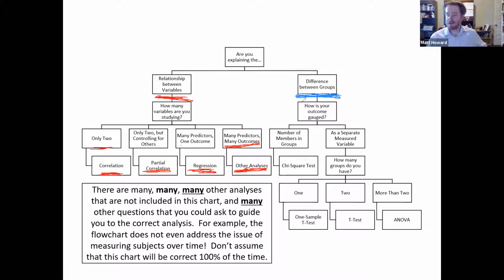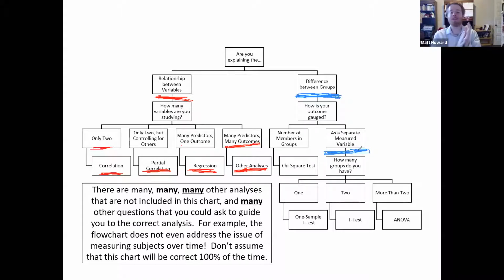So the two possibilities for that we'll cover in this class are, you're either looking at the number of members in the groups, or you're looking at a separate measured variable. So in this instance, you're looking at something like the differences between groups. Groups might be classrooms, might be factories, might be countries, might be states, any type of way you could group people, that could be your grouping variable. But your outcome is something else you've measured.